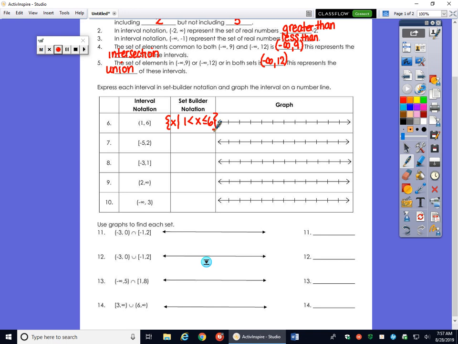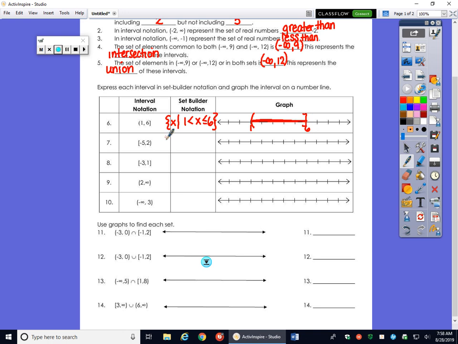Remember that your inequalities are always going to be the less than sign, or less than or equal to. So when we graph these, let's put 1 here, 2, 3, 4, 5, 6 here. We're going to do a parenthesis here and a bracket here, and you want everything in between. So this is how the graph is going to look.